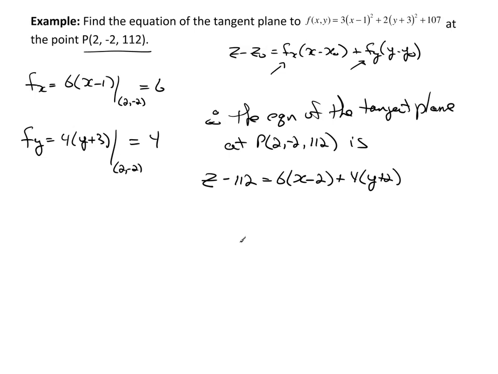Now, I'm going to end up plotting this in Maple, so it may be a little bit easier to write this as z equals this function. So I'm going to write this as z equals 6 times x minus 2 plus 4 times y plus 2 plus 112. Now, before I graph this, I want to repeat this using a vector approach.